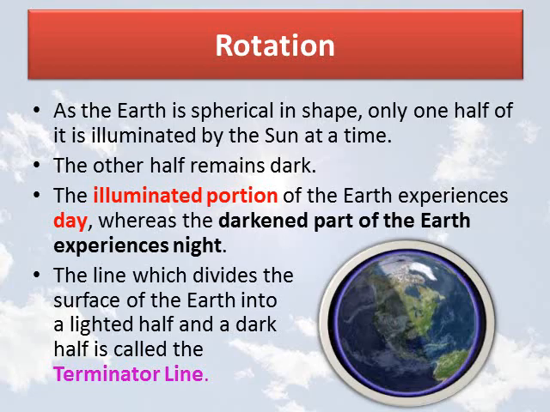Terminator Line. What is that? It is a line that divides the surface of the earth into a lightened half and a dark half. You can see the picture of the Terminator Line. It is an illustration. So, what is a Terminator line? It is a line that divides the surface of the earth into a lightened half and a dark half. Since the earth is spherical in shape, only one half of the earth is illuminated by the sun. And the line that divides it is called a Terminator line.